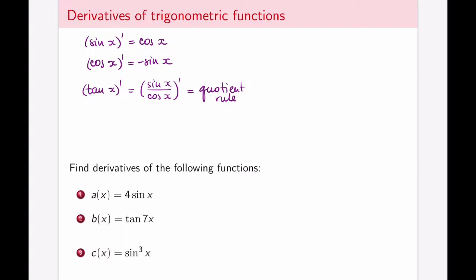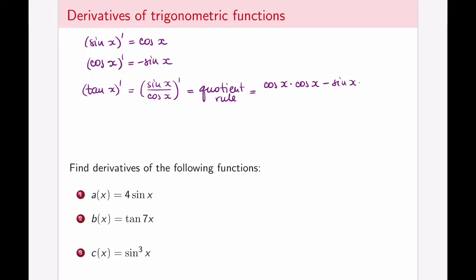Let's see how this would work out. So the quotient rule says, first of all, the derivative of the top, which is the derivative of sine, which will be cosine, times the bottom, so times cosine, minus the top, so sine of x, times the derivative of the bottom. So the derivative of cosine of x is minus sine of x.